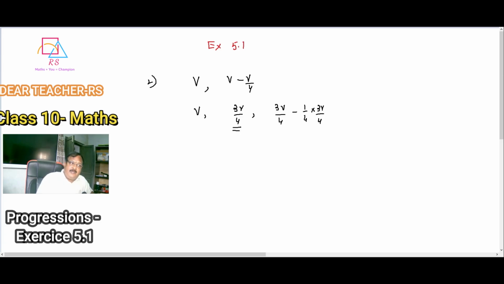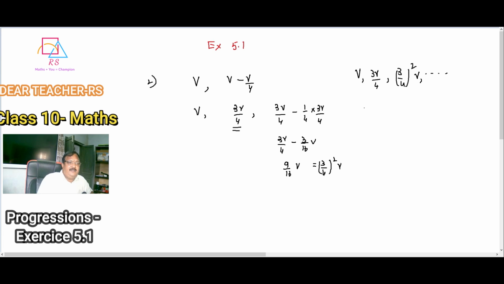Now next time, out of this, 1/4 of the volume is removed. So 3V by 4 minus 3 by 16 V. If you simplify it, 9 by 16 V, which is equal to 3 by 4 whole square V. So how are we getting it? V, then 3V by 4, next 3 by 4 whole square V, and so on.